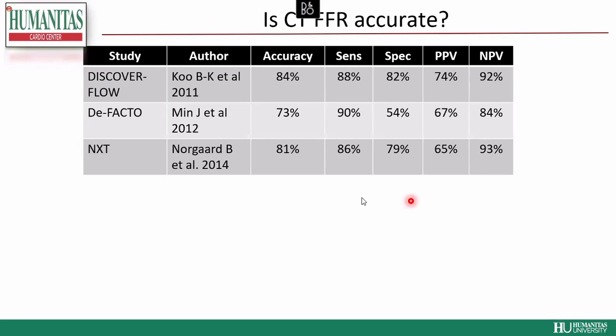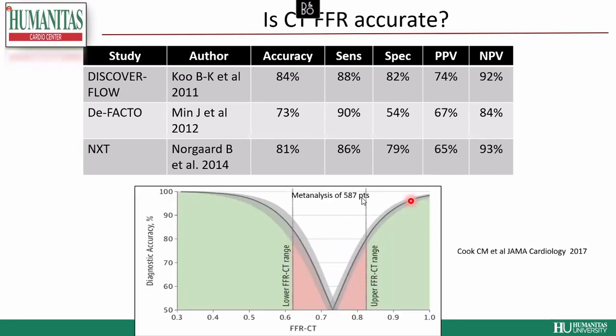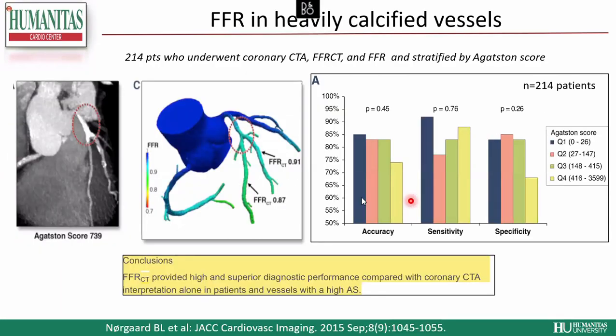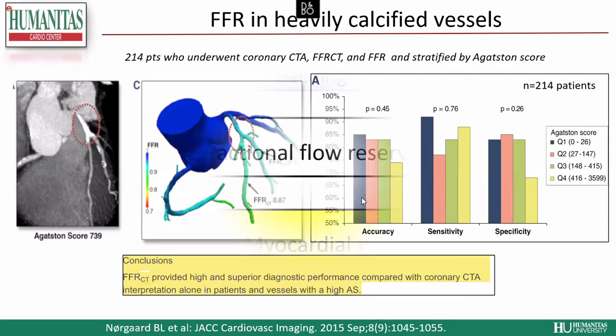It is extremely accurate, existing already for 10 to 15 years, and more and more it is moving into an arena of clinical application. For example, here we use it in a heavily calcified vessel. This is published in JACC Cardiovascular Imaging 2015. So when we have a highly calcified lesion, FFR improves the accuracy of cardiac CT and allows a better risk stratification.